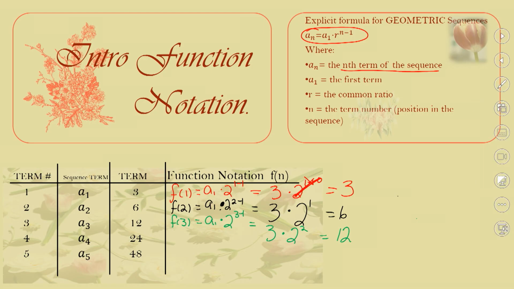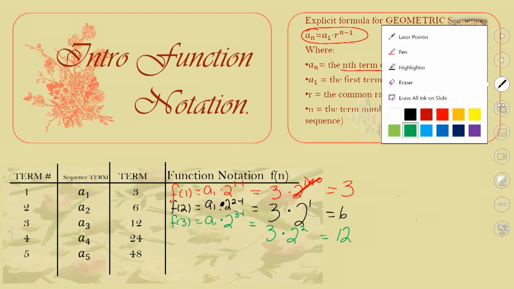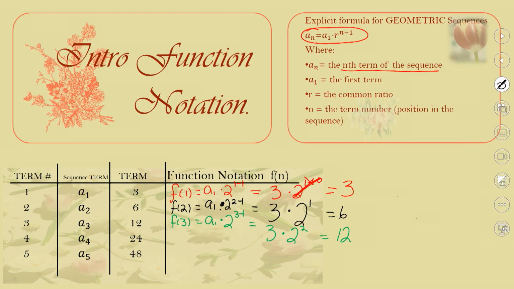All right, so let's get another color. Let's look at purple. Let's do our fourth term. So we have f of 4 equals a sub 1 times 2 to the 4 minus 1 power, and that's going to look like a sub 1, which is where we start at 3, times 2 to the 4 minus 1 is the third power. So that's a calculator skill.